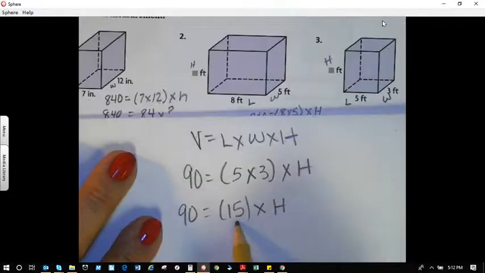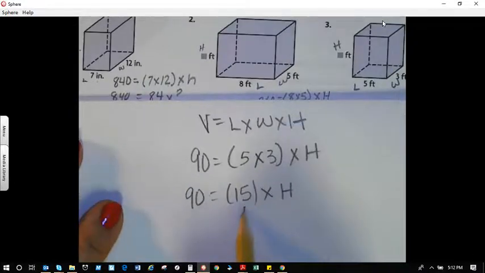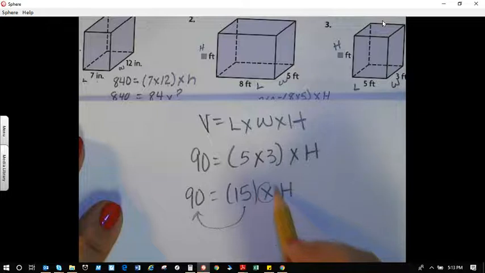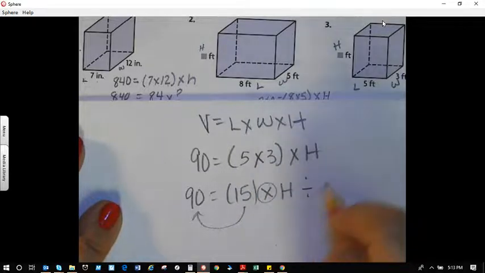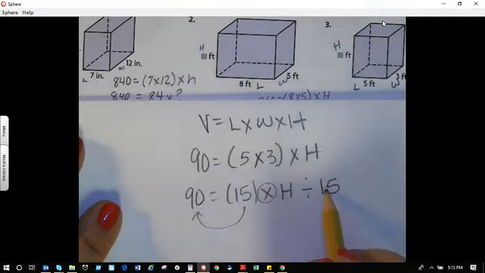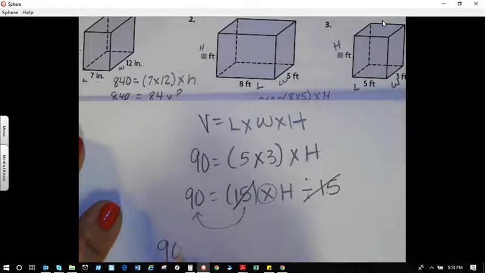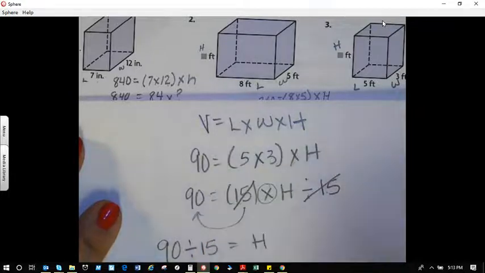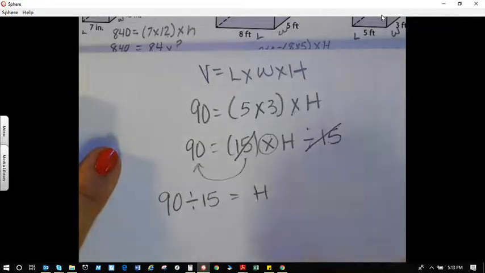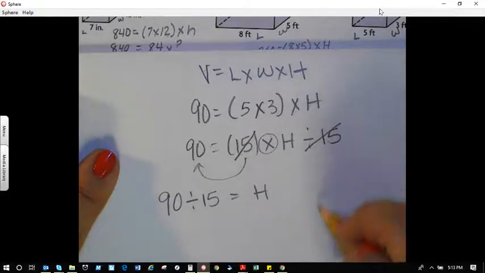So then I needed to move my 15 over to this side. So I have to do the opposite of multiplication, and that means I'm going to divide out. So 15 divided by 15 equals 1. And now I can move it over to this side. 90 divided by 15 will equal H. So now I have to solve. So again, I'm going to do my long division just so that you can see it.